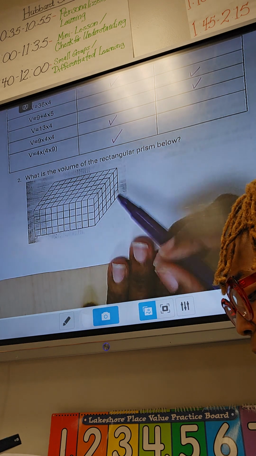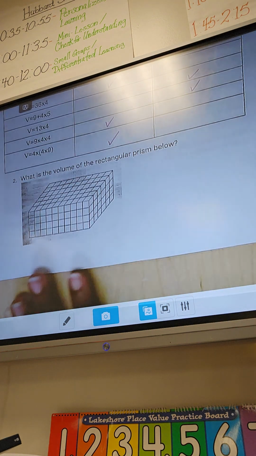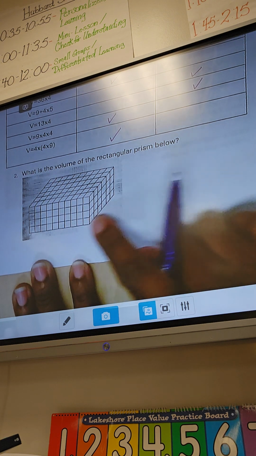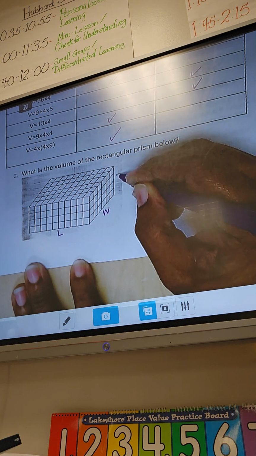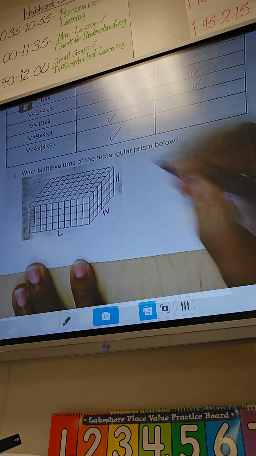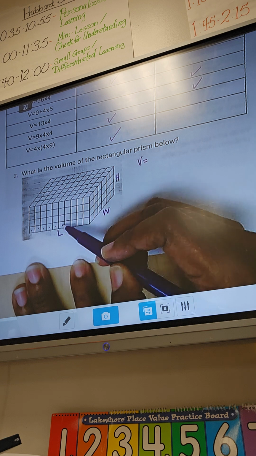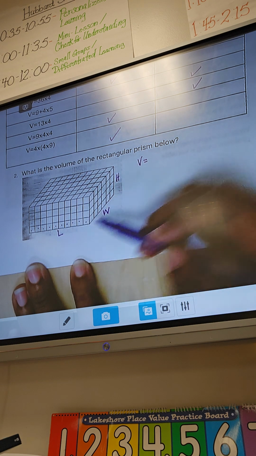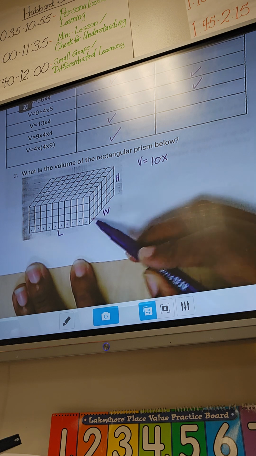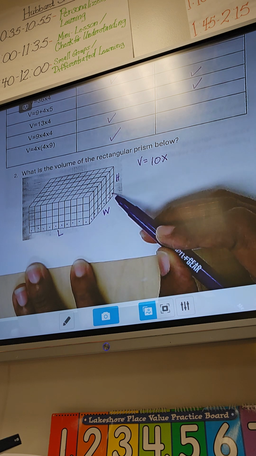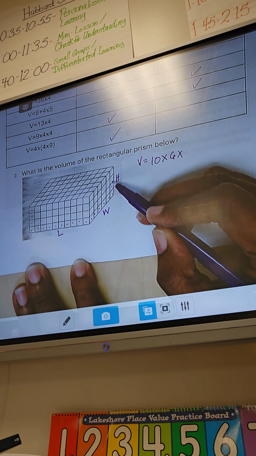All right, what is the volume of the rectangular prism below? Yes, that's the whole question. All right, so you know that you have to count the length, you have to count the width, and you have to count the height. Volume equals 1, 2, 3, 4, 5, 6, 7, 8, 9, 10 times 1, 2, 3, 4, 5, 6 times 1, 2, 3, 4.